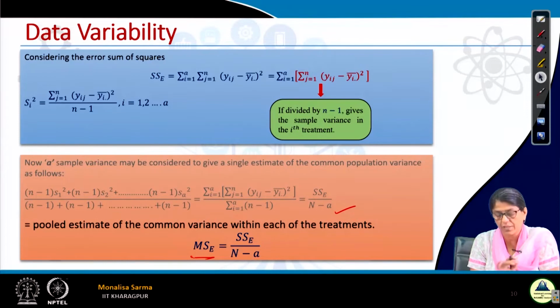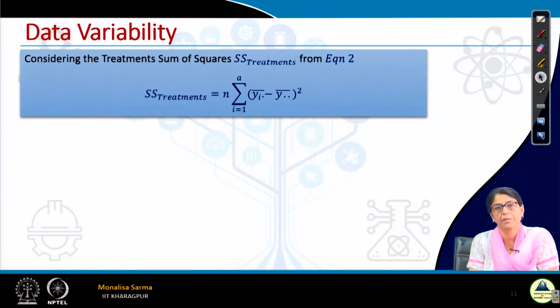For SSE by n minus a, I am using a different expression now. Let me use the expression MSE. Earlier it was SSE, now SSE divided by n minus a, let me call this MSE. MSE is nothing but the pool estimate of the common variance. So each population has a variance of SSE by n minus a. This we got from SSE. Now, we will come to SS treatment. This was my SS treatment formula. What is this? The sum of squares of the treatment averages from the grand average.